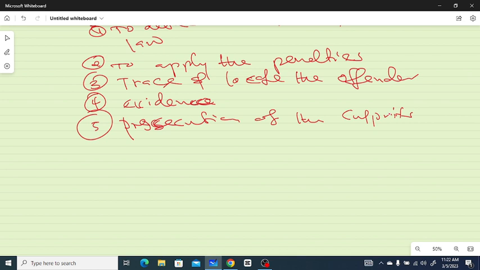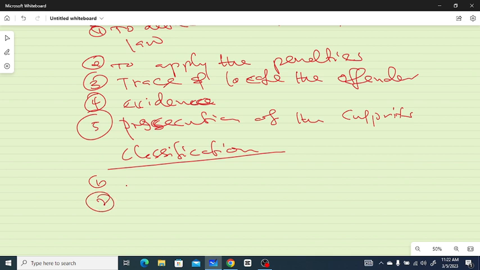Then we are now going to look at the classifications of tax investigation. Tax investigation is divided into 2. We have civil investigation and criminal investigation. So these are the 2 types of tax investigation we have.